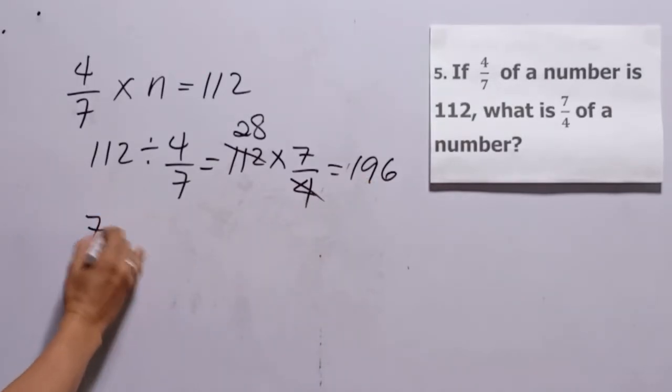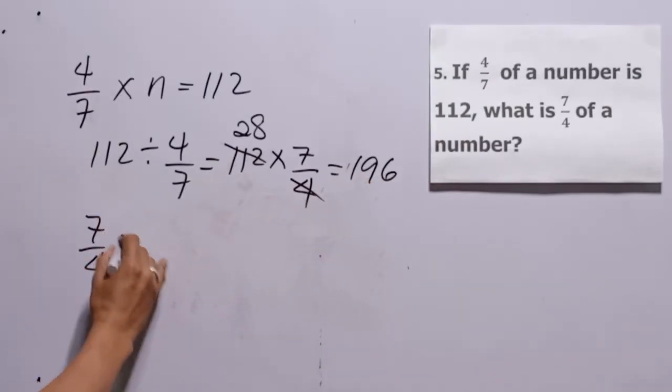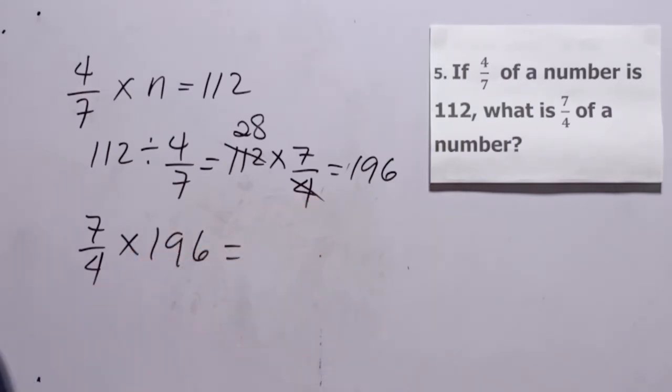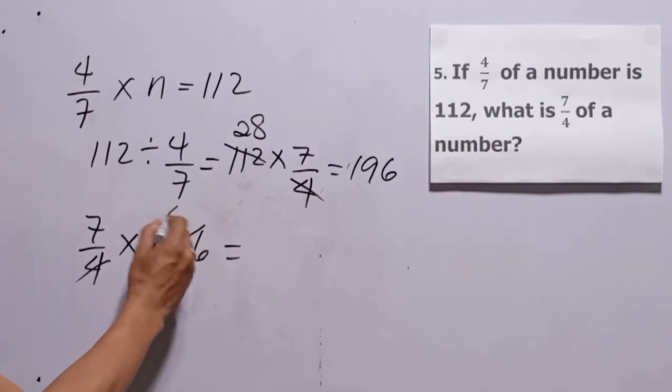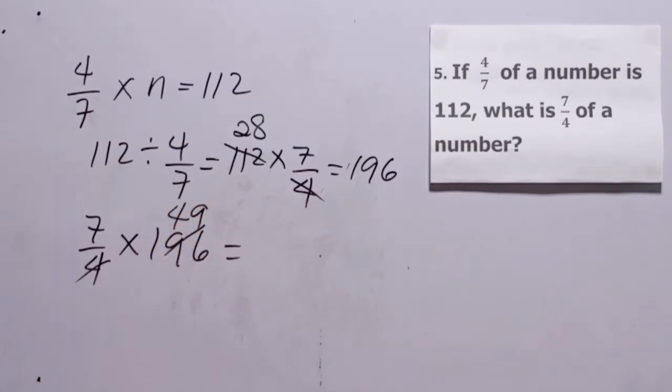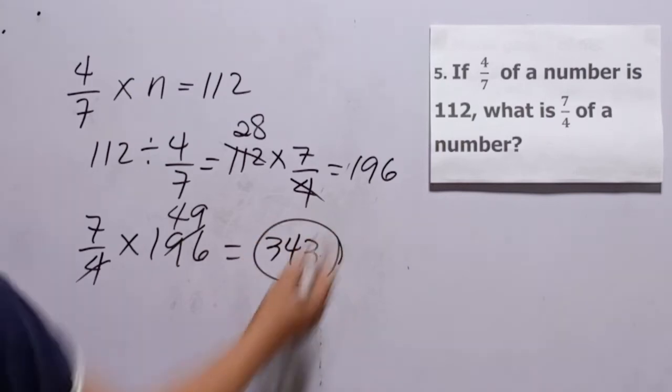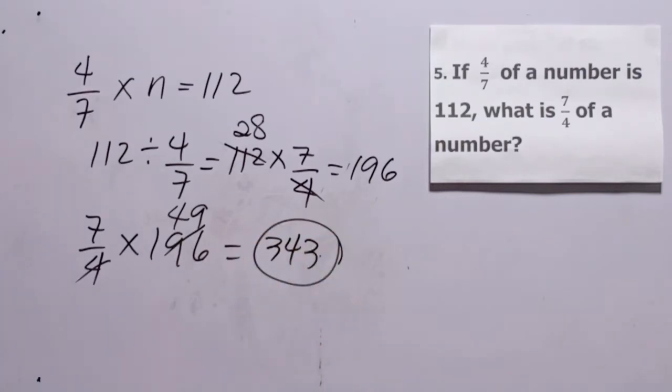So 7/4 of means times the number, which is 196. Again, instead of multiplying and then dividing by 4, you can divide 196 by 4 first, which will give you 49. Then 49 times 7 will give you 343. So our answer is 343.